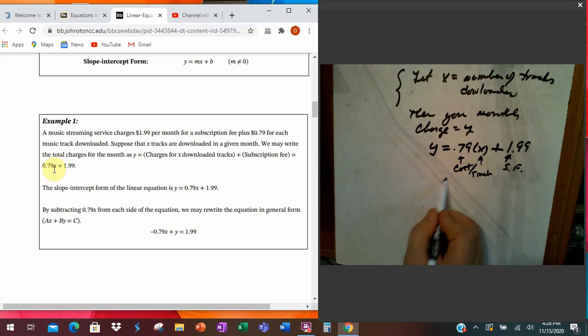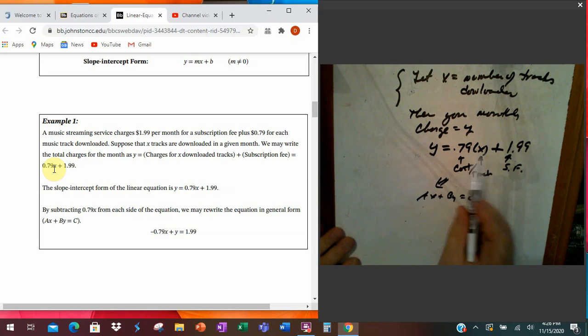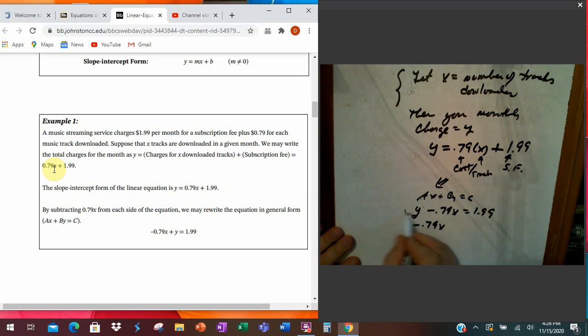Now, if we wanted to put this into Ax plus By, we would basically get this back over on the other side. So I would subtract 0.79x from both sides. So y minus 0.79x is equal to $1.99. And then if I want it in this Ax form, I just rewrite this. This is understood positive anytime I don't see it. So my A is negative 0.79, my B is equal to 1, there's an understood 1 here, and my C is 1.99.